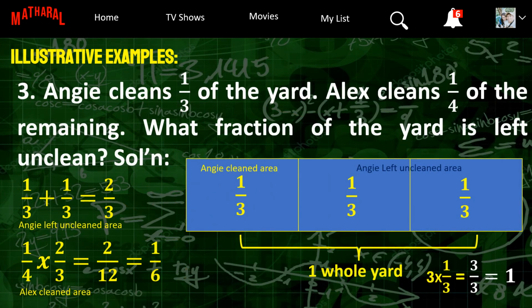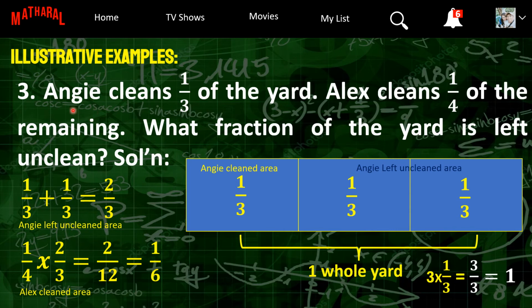So let's now have our third example. Angie cleans 1/3 of the yard. Alex cleans 1/4 of the remaining. And we're asked what fraction of the yard is left unclean. So here, ang tanong is how to process the word problem here na nalinis ni Angie at ni Alex.